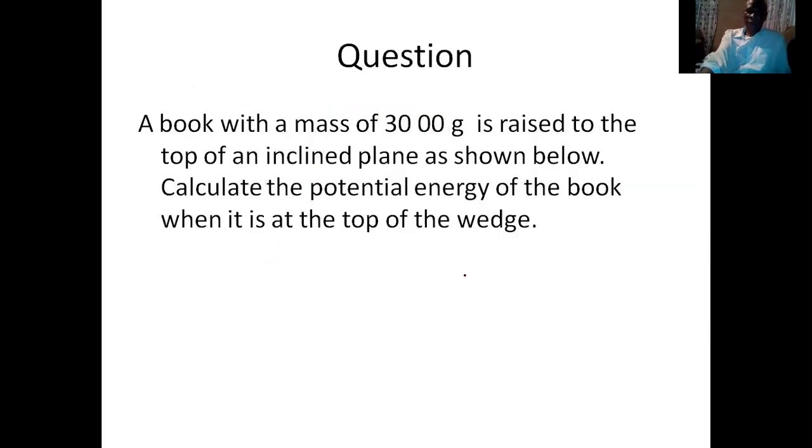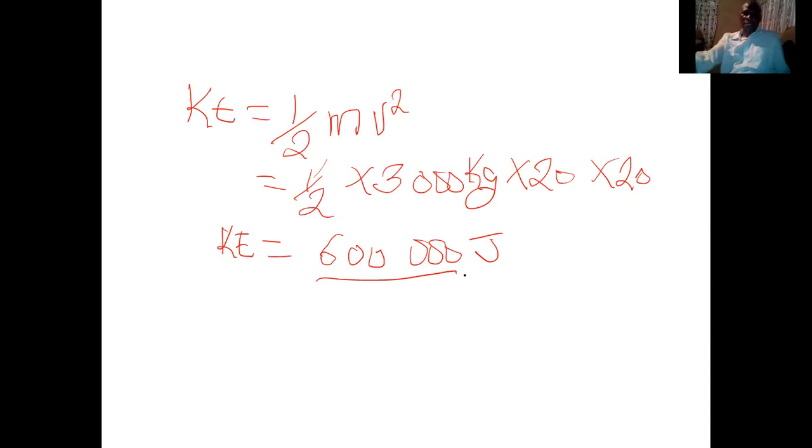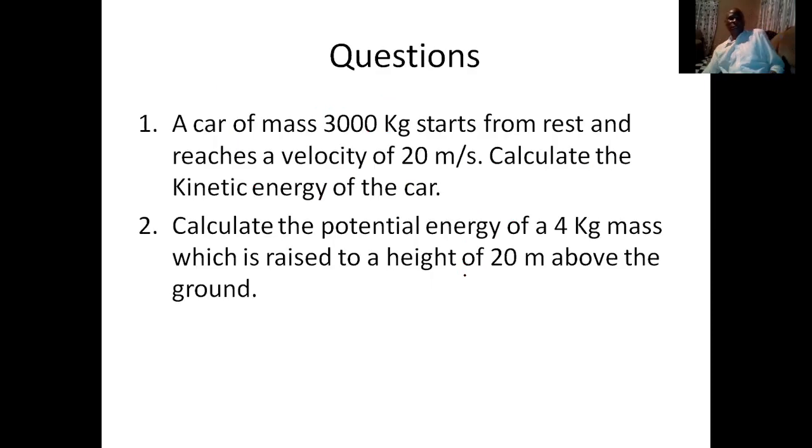The second part of the question is asking us to calculate the potential energy of a 4 kg mass, which is raised to a height of 20 meters above the ground. And we assume that this ground is on Earth. And so the gravitational field strength we're going to use here is that of the Earth.